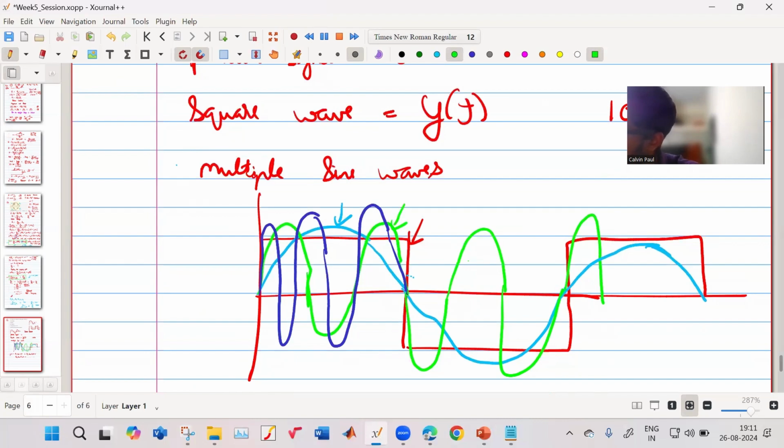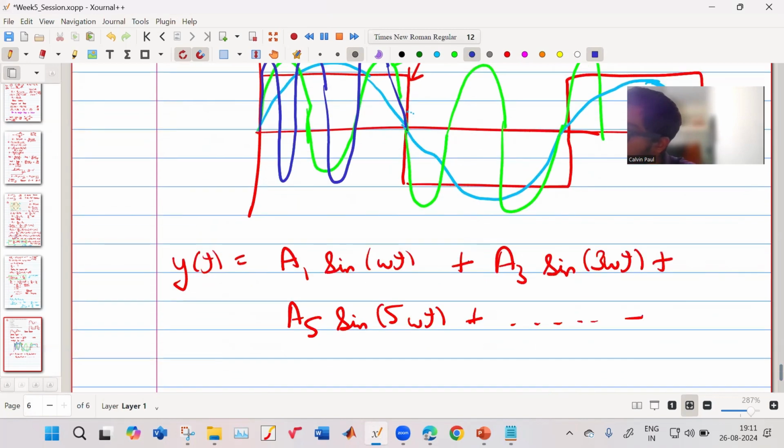This is the second sine wave. This is the third sine wave. And there will be more and more. It will be like an infinite series. The more and more sine waves we add, the more accurate square wave we will get. So the square wave is in actual reality made up of multiple sine waves of different amplitude, different phase, etc.